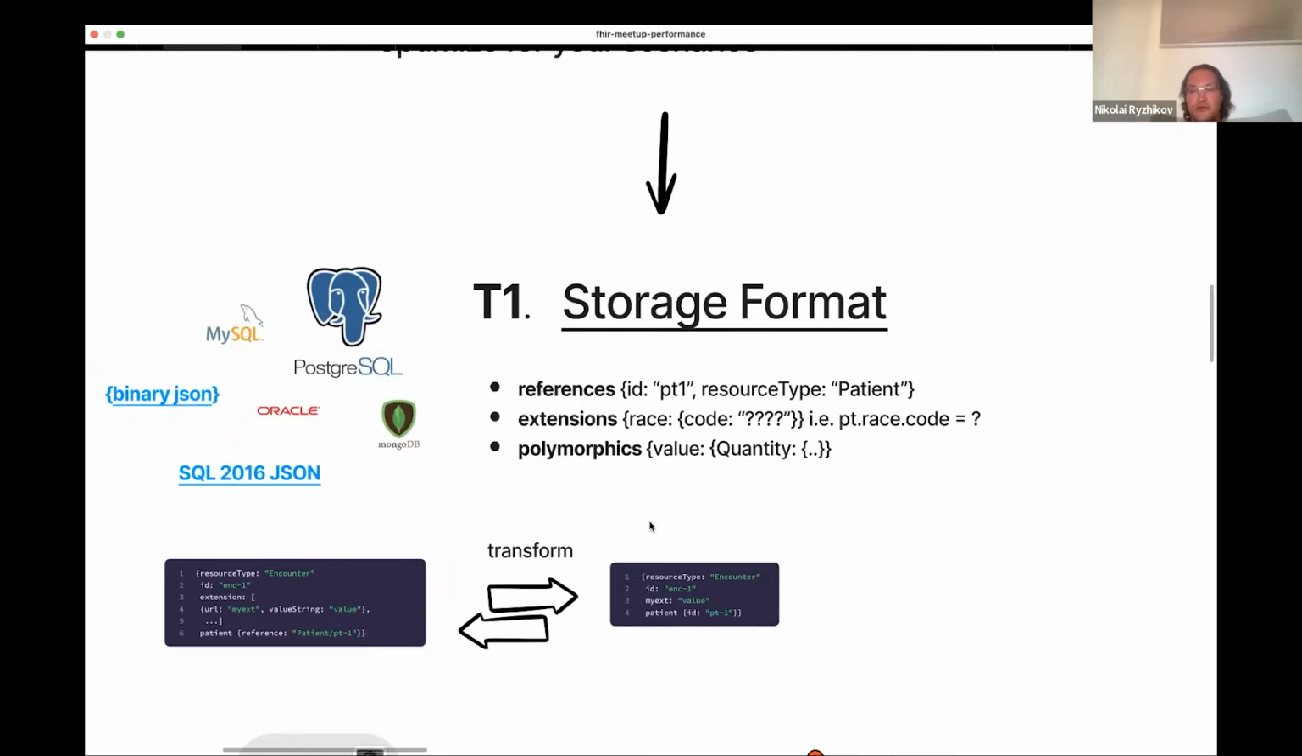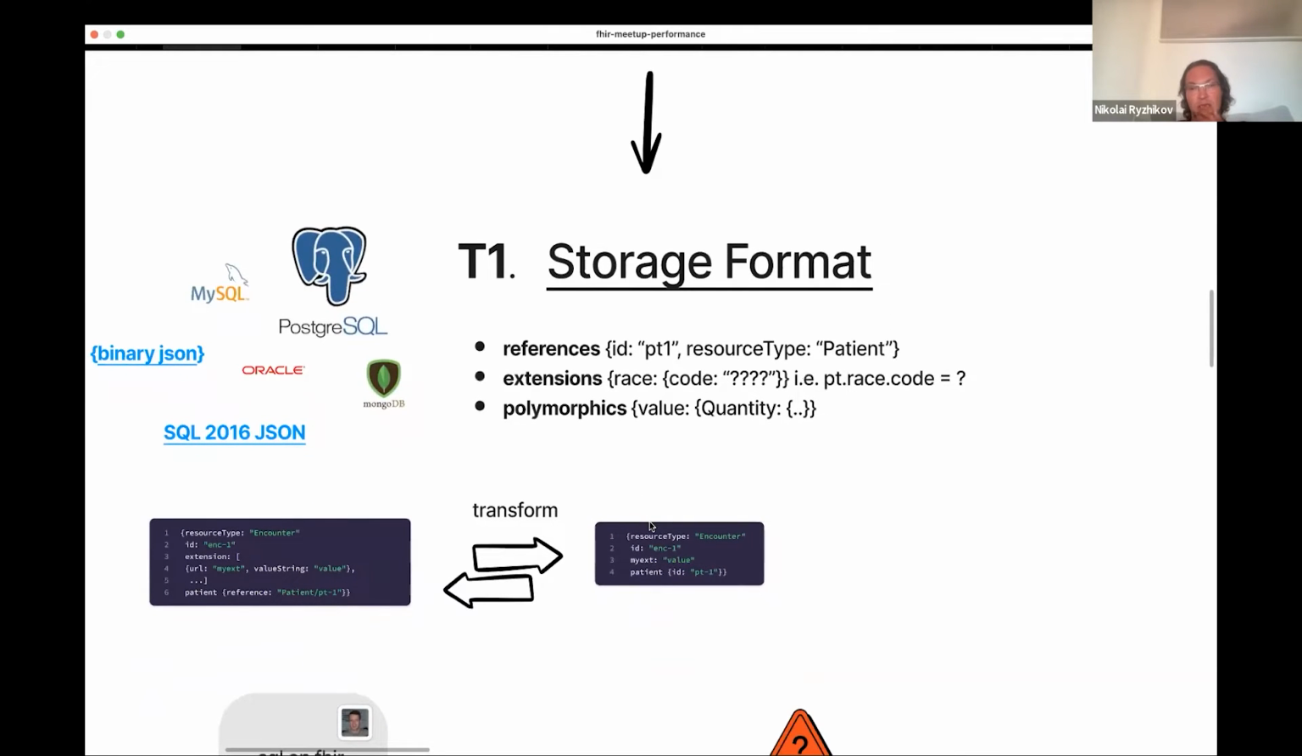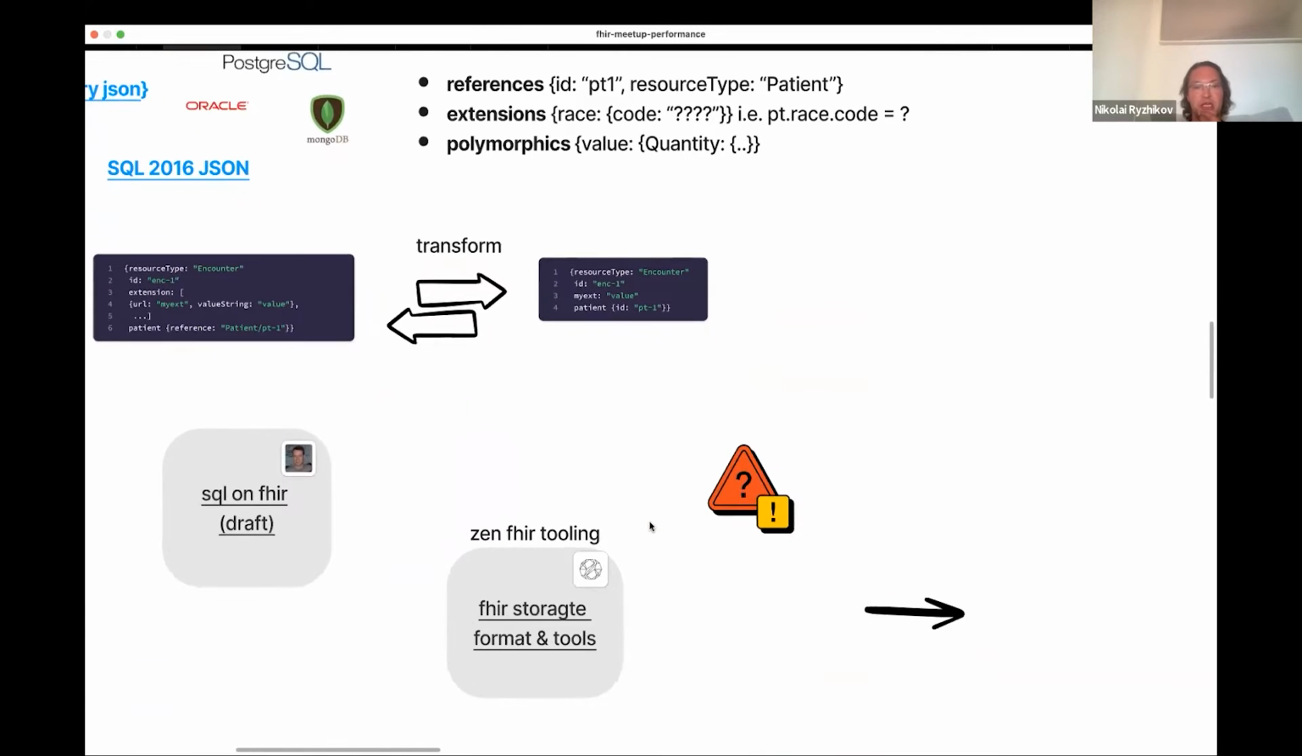Now you have to transform on the fly when you're loading to the database and getting data from the database. So we did it, and this is quite a big trade-off. But we did it, and we're going to share it with the community.